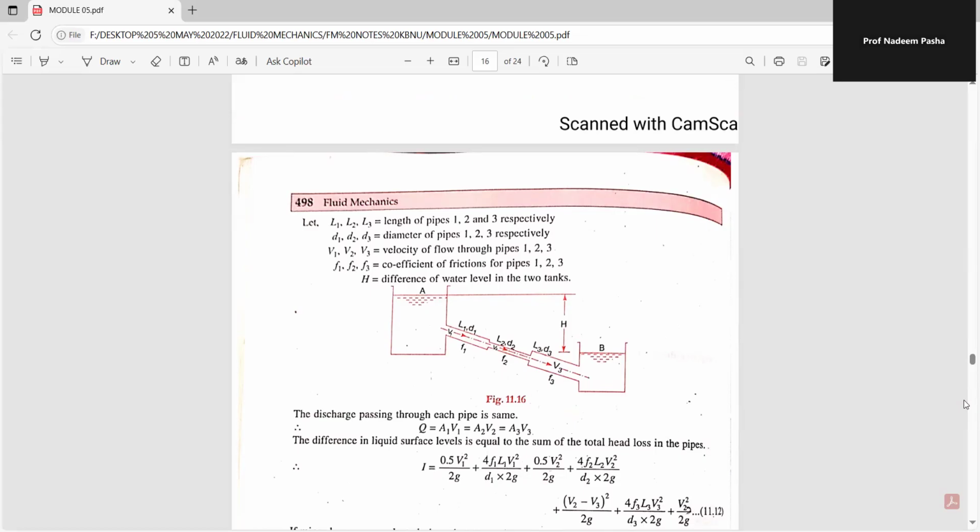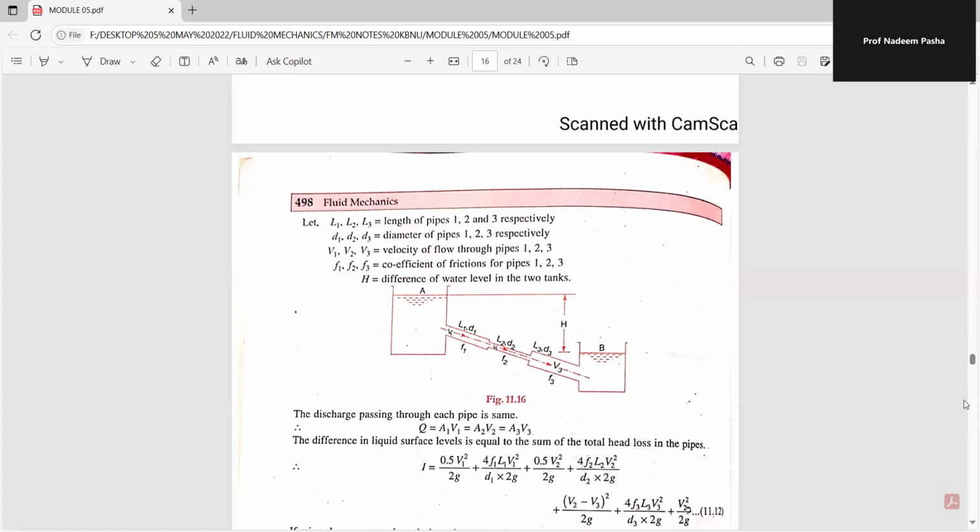L1, L2, L3 are the lengths of these three pipes. D1, D2, D3 are the diameters of these three pipes. Similarly, V1, V2, V3 are the velocities of flow through the pipes, and F1, F2, F3 are the coefficients of friction of these pipes. Capital H is nothing but the difference of water level in the two tanks. So now, the discharge passing through each pipe is the same.